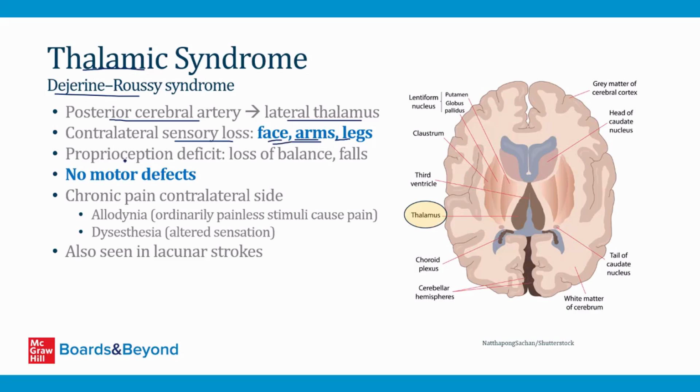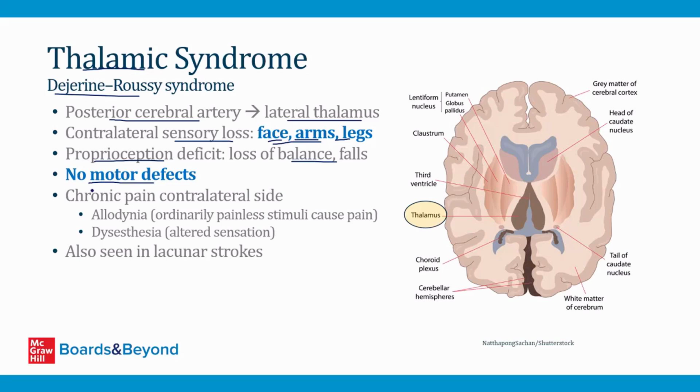One of the things that's sometimes most noticeable is the proprioception defect. This can lead to loss of balance and falls, and then a workup can identify that the patient isn't sensing lots of things in their face, arms, and legs because of damage to the thalamus. Importantly, though, there are no motor deficits, all right? So there's no motor control that relays through the thalamus, only sensory information.